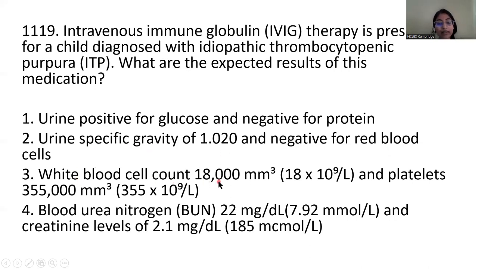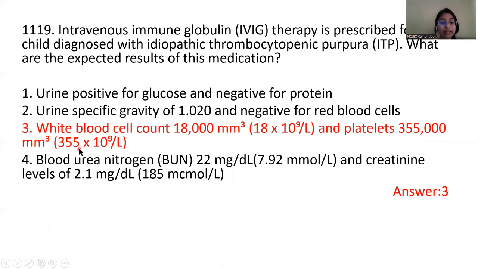White blood cell count 18,000 mm³ and platelets 3,55,000 mm³. And the fourth option is blood urea nitrogen 22 mg per deciliter and creatinine level of 2.1 mg per deciliter. So there is a decrease in platelet count and we are giving antibodies in the body. So what change can we see? The correct answer is white blood cell count 18,000 mm³ and platelet count 3,55,000 mm³.